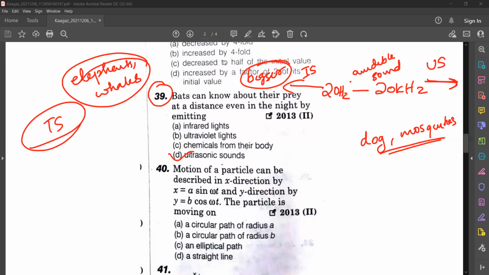So for this question, the answer is option D. Option D is the correct answer.